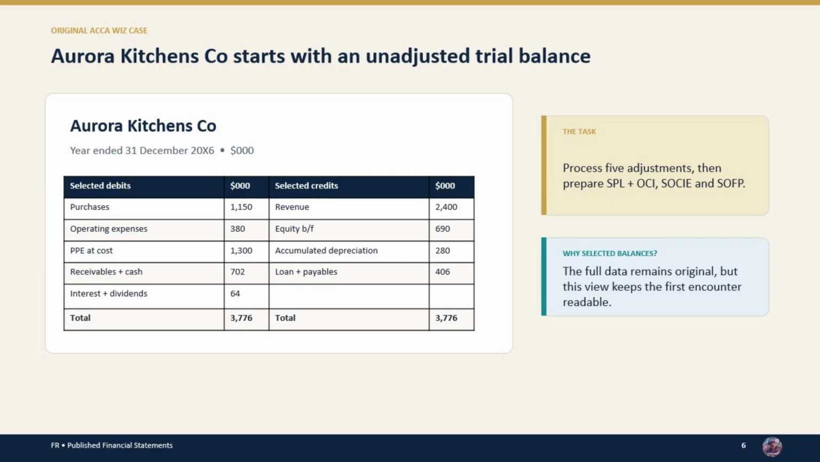Revenue 2,400. Opening equity 690. Accumulated depreciation 280. And loan plus payables 406. Equality tells us the unadjusted data is complete. It does not mean the year-end answer is ready.